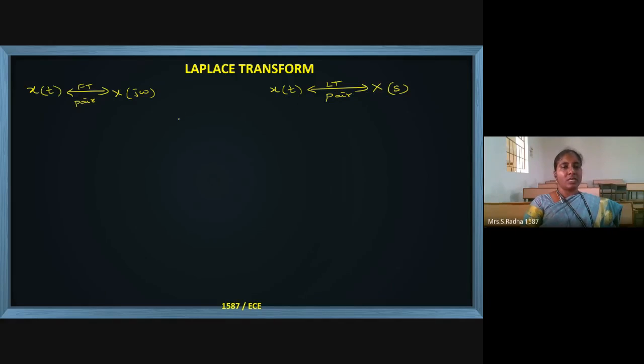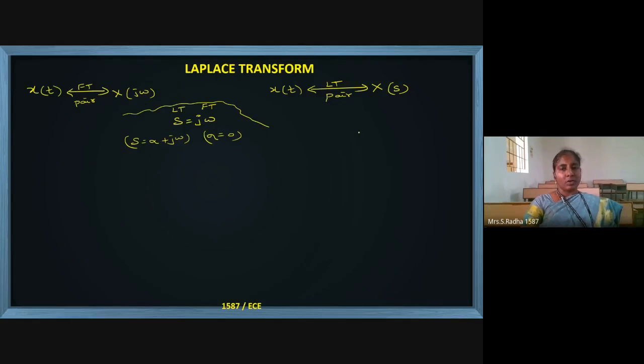So what we observe here is s equal to j omega. And s means sigma plus j omega, real part and imaginary part. Both will be present in Laplace transform. But for Fourier transform, the real part we will take as 0. In Laplace transform, we will have both the real part and imaginary part: sigma plus j omega, that is the s value.